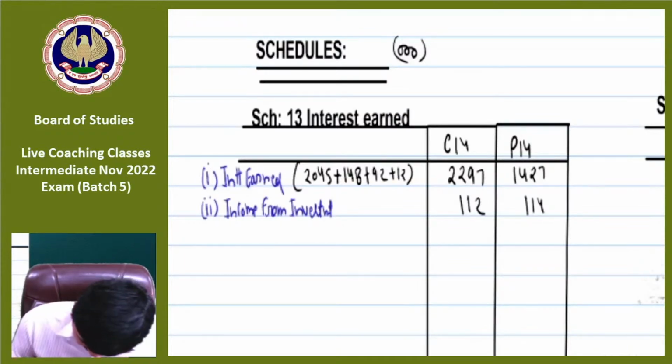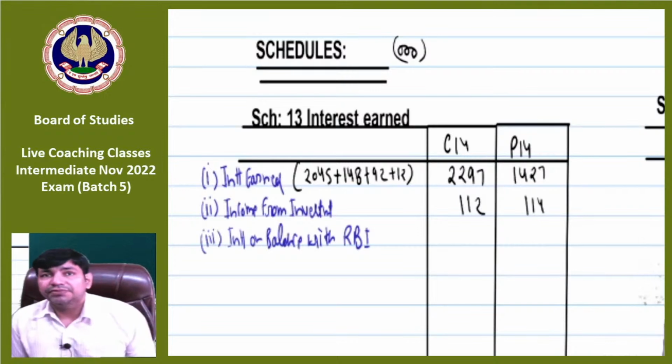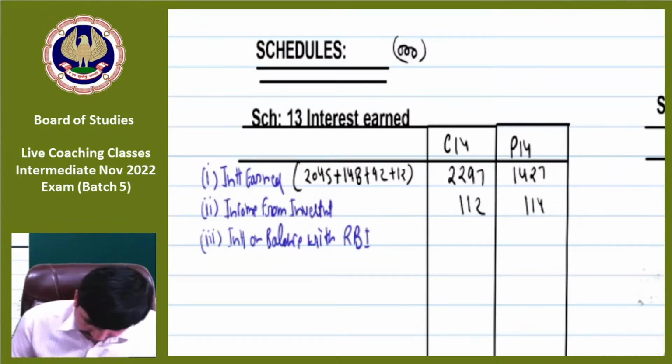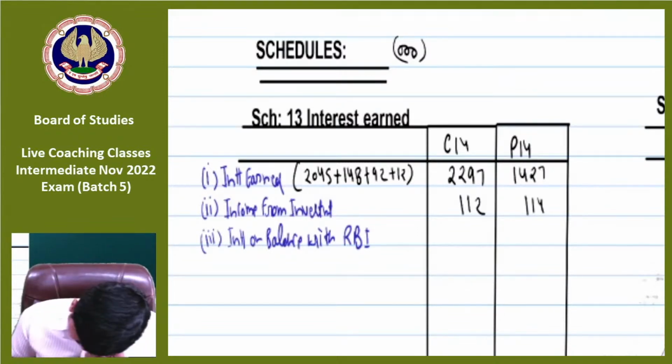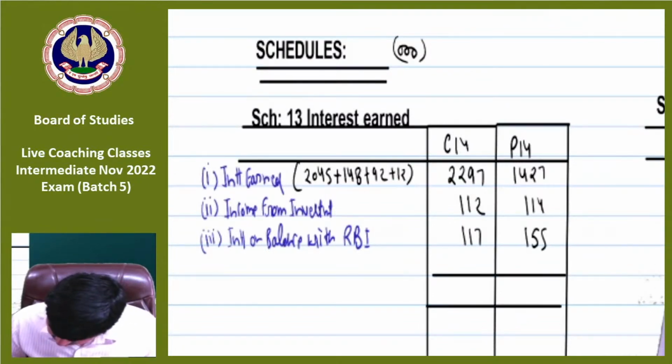Okay, number 3rd, interest on balance with RBI, Reserve Bank of India. How much amount is there? 117, and then corresponding figure 155. But no, none of the more figures are there. So please do total.